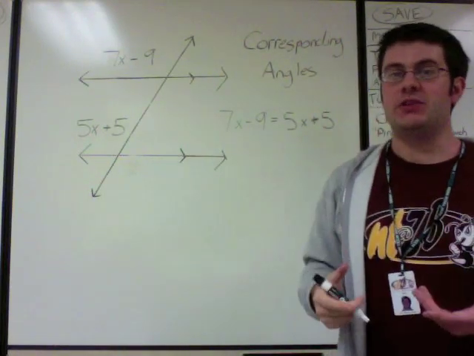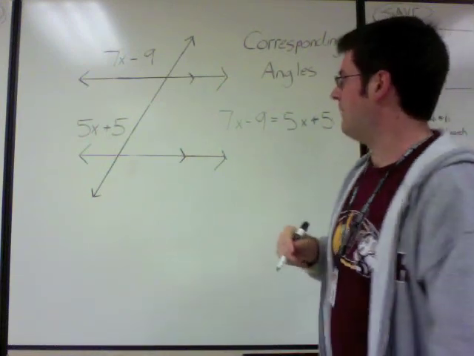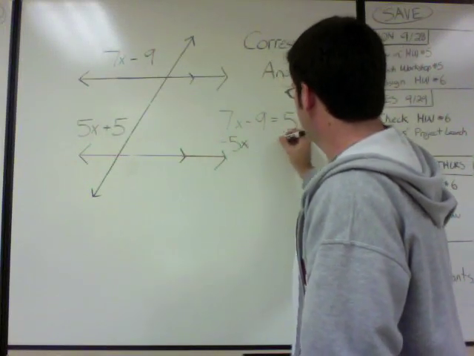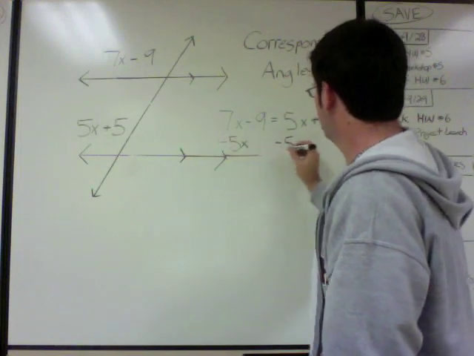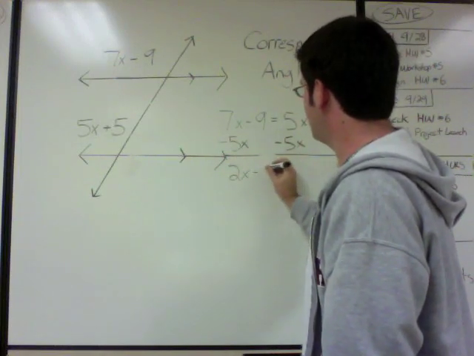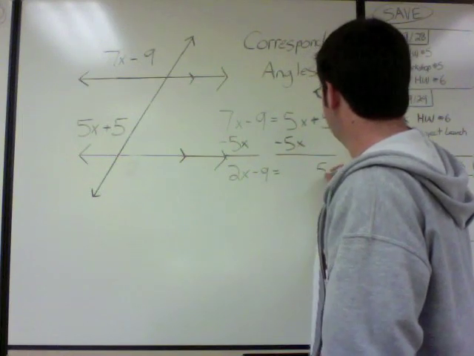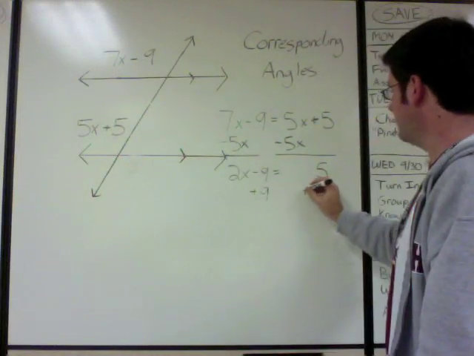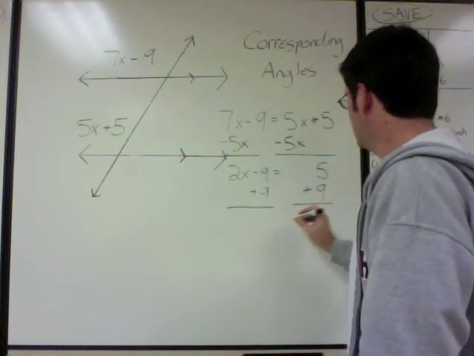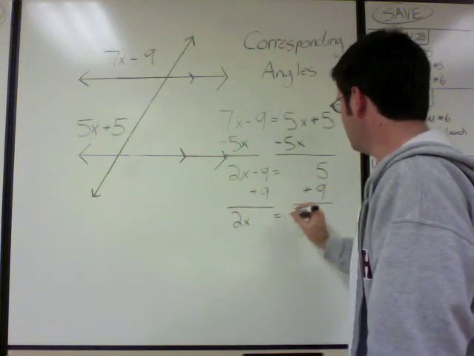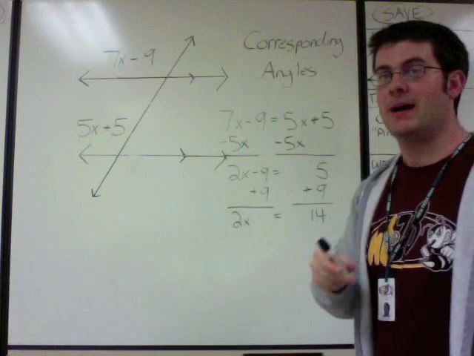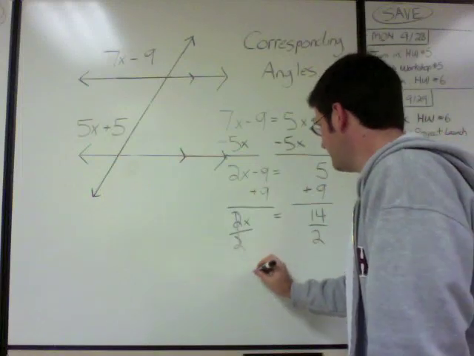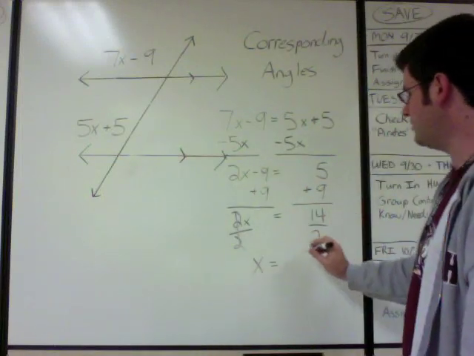All right, now we just have to use some algebra to solve for x, and we've solved this problem. Let's subtract 5x off both sides first. Minus 5x, minus 5x. 2x minus 9 equals 5. And then we just have to add 9 to both sides. Plus 9, plus 9. 2x equals 14. Then divide by 2. The 2's cancel out on the left side. X equals 14 over 2, which is equal to 7.